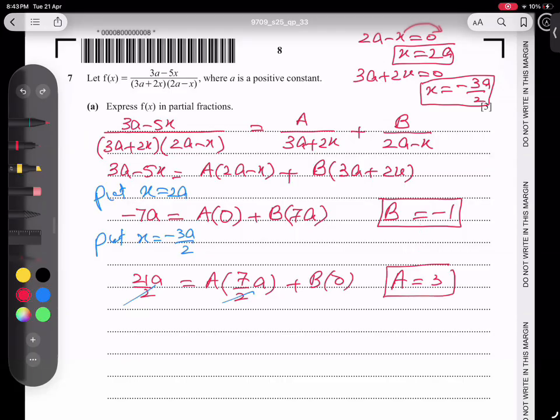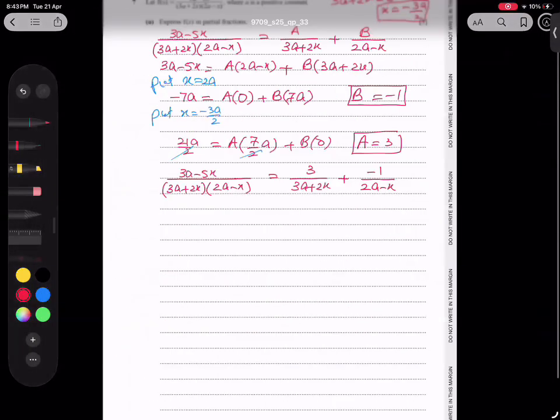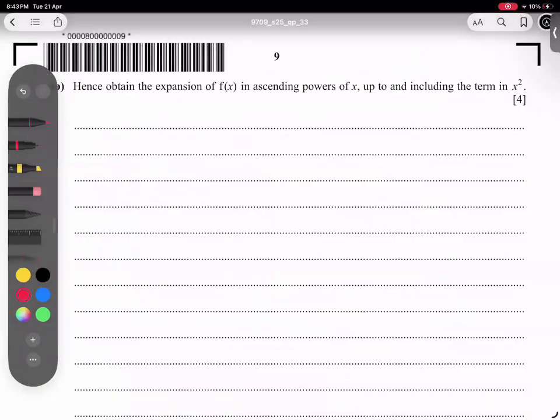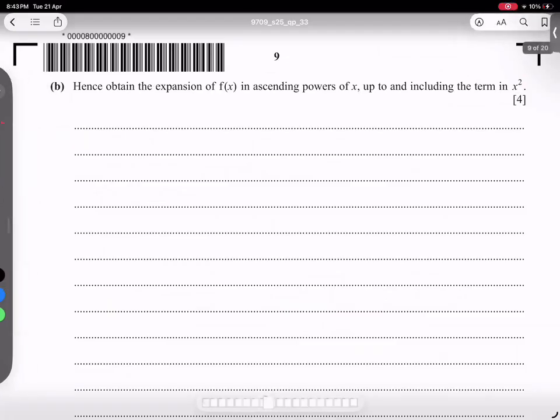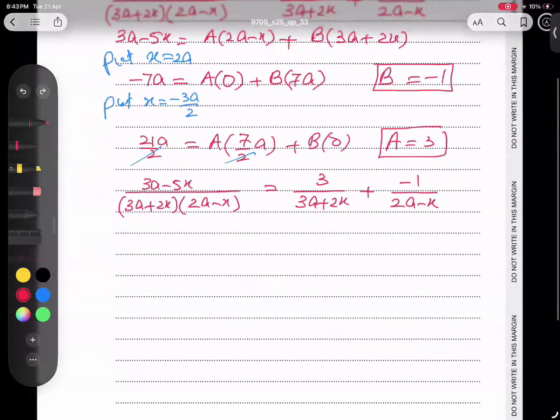Okay, let's talk about the next part. Completing done. I'm going to plug both values back into the equation. So this equation I'm going to take completely, and it's compulsory to show the answers here. I'm plugging back, so when I plug in, a value is 3 and b value is -1. So I believe the first part is completely clear. Second part, what is it asking for? He said expansion, until including x to power 2. So we have to expand up to a maximum of x to power 2.